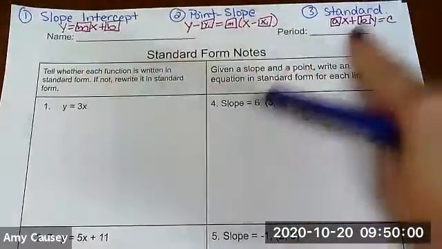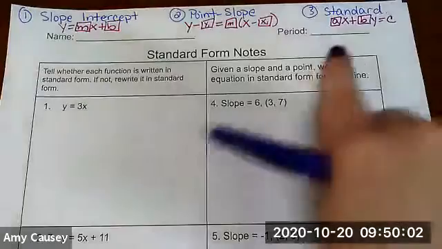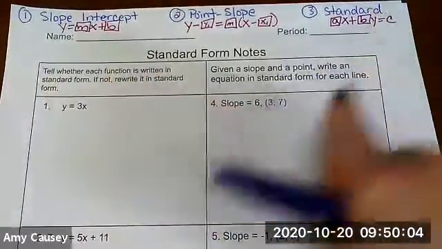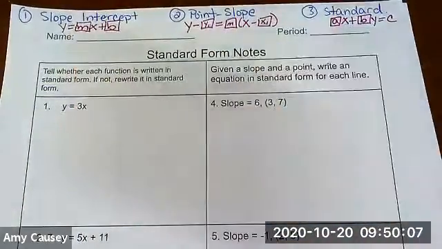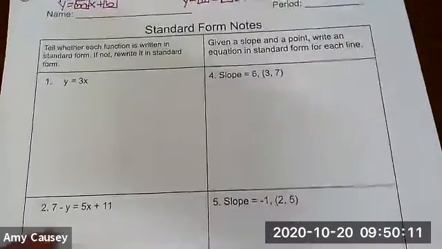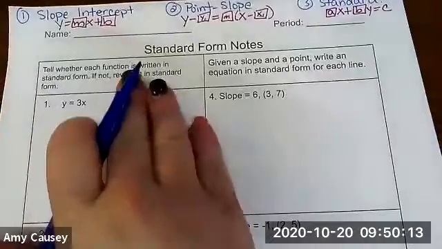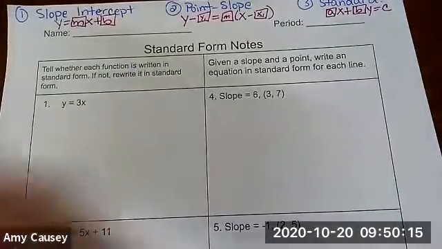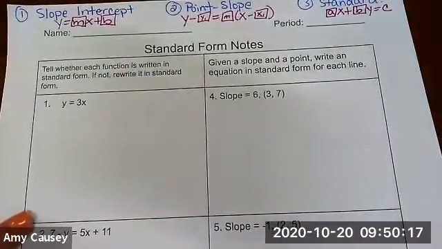So we do have to be able to go back and forth between these, be able to switch between slope-intercept and standard and point slope and back to this and back to that. So we're going to practice a little bit of that today. The first thing we're going to do is tell whether each function is written in standard form. And then if it's not, we're going to write it in standard form.